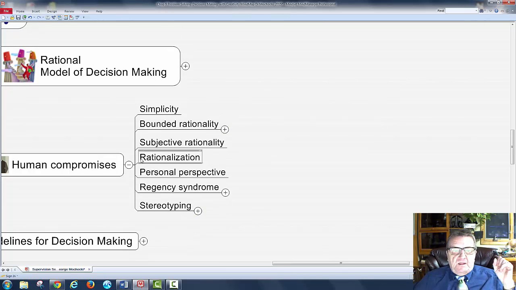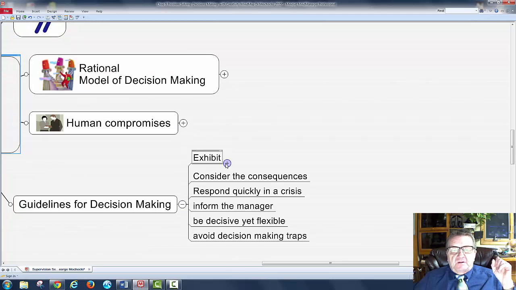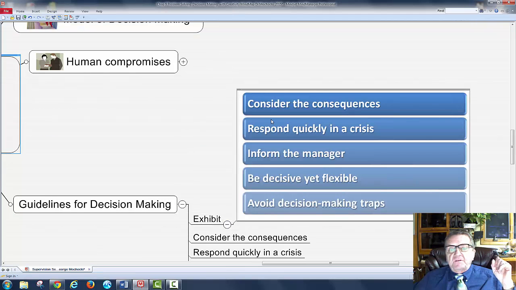So we've taken care of that. And now, guidelines for decision making. And here's the exhibit. And basically, I'll use this one. Consider the consequences. Respond quickly in a crisis. Don't say, okay, let's have a team, and the building's on fire. Shh, pull the alarm, get the heck out, we'll worry about it later. And that's when you're doing the training, a quick response. If you're in a crisis, you don't have time.